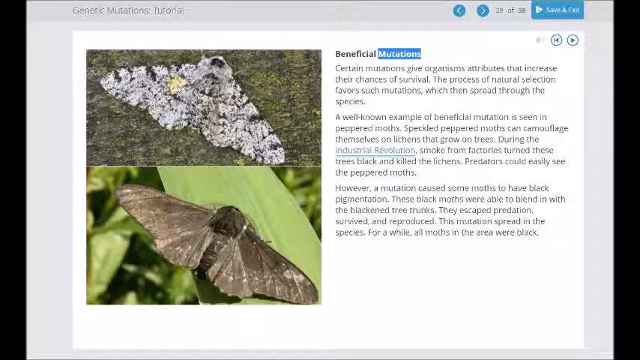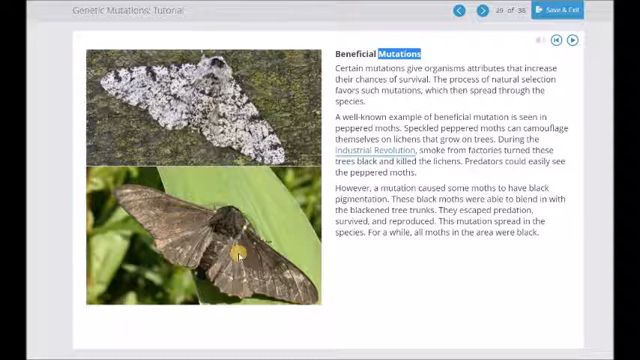See, this was hiding on trees covered in lichen. I don't know if you've ever seen the sides of a tree. It looks kind of speckled. So this was a camouflage to help hide it on the side of the tree. It was speckled just like the side of the tree, right? But the soot from the factory kind of covered over those trees, and now they're no longer speckled. They're black. Well, this guy now sticks out like a sore thumb, but a mutation occurred to make them black.